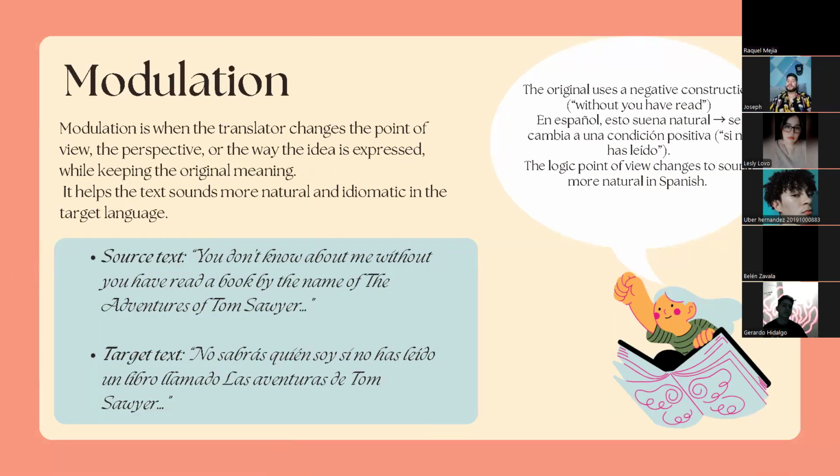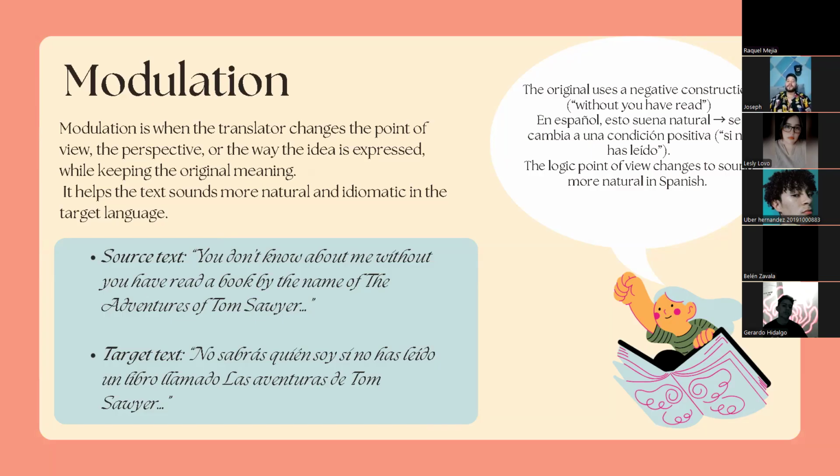Another translation strategy we have is modulation. It's when the translator changes the point of view, the perspective, or the way the idea is expressed, while keeping the original meaning. It helps the text sound more natural and idiomatic in the target language.